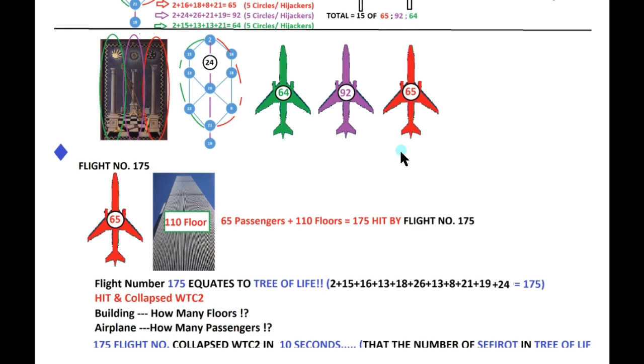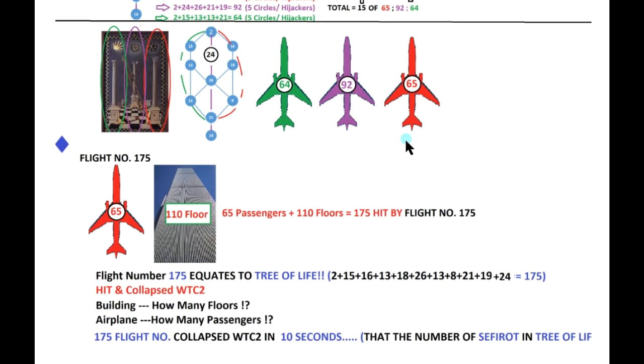I need to mention one last piece of information: the 175 airplane that hit its target demolished the WTC-2 in what? In 10 seconds. You have this Sephiroth having 11 circles, but this 24, why I marked it as black? Because this is a hidden circle. How many will be left? 10 circles. So you have an airplane flight number 175, which equates to the tree of life that has 10 Sephiroth, crash it in what? 10 seconds.